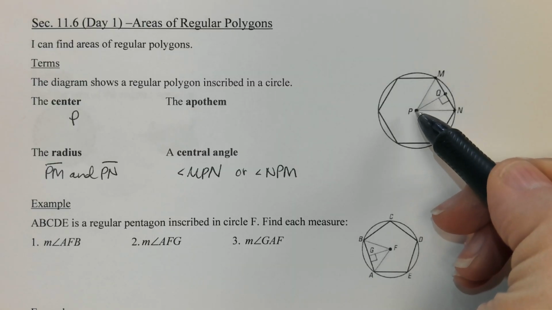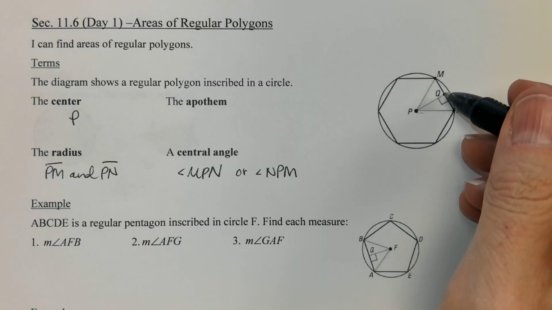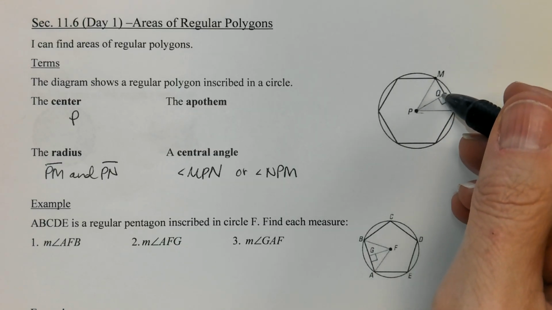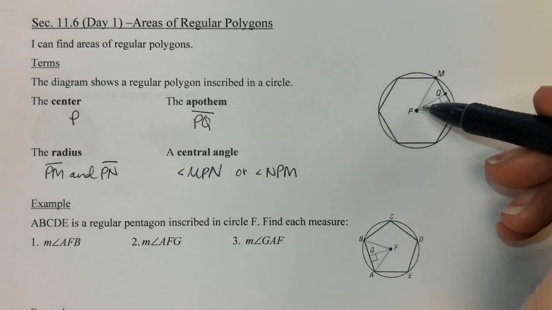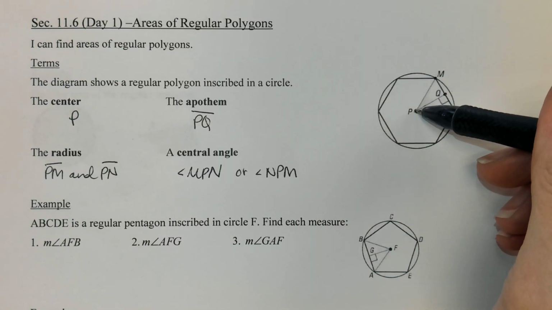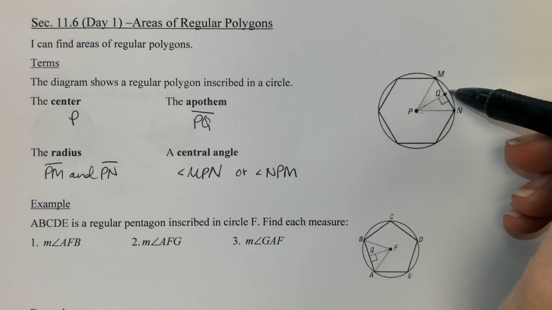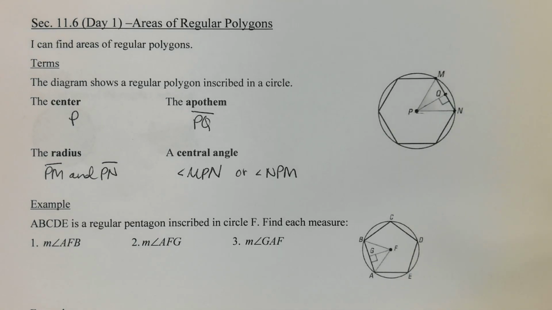Apothem is a new word for us. It is from the center of the circle to the midpoint of one of the sides of the polygon. So this is called the apothem. It is not a radius. If you look real close, it's a little short of that. Radiuses go from the center to the circle. This one is stopping. It's got a little bit of a gap, so it's kind of short of that. So it's shorter than a radius, and its name is an apothem.